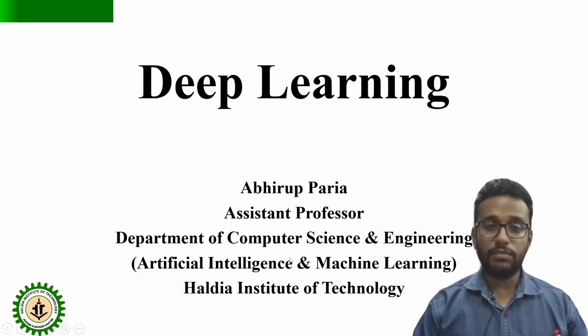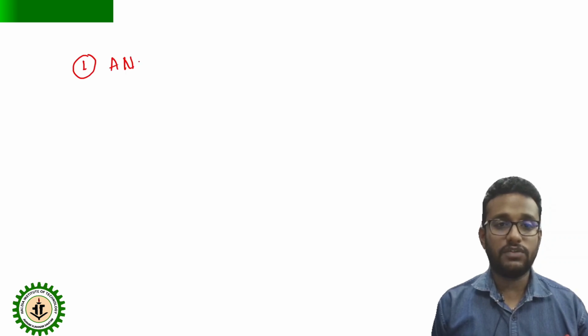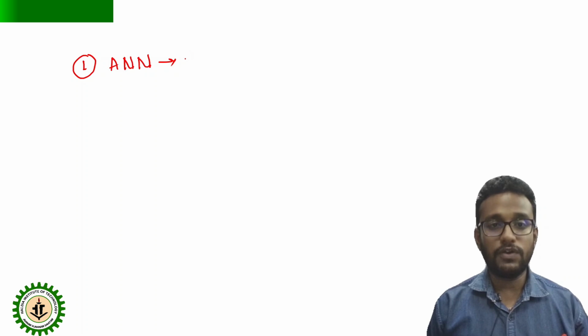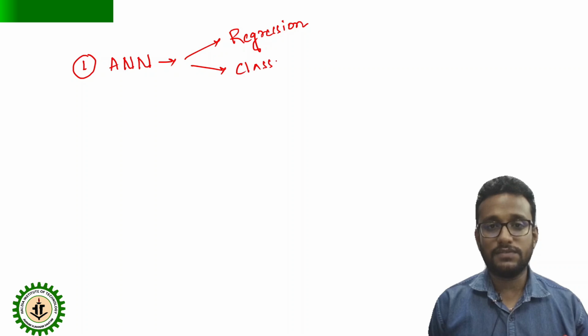So today we will start a topic. It's called deep learning. First, we have to understand the types of deep learning techniques. The first technique is basically called ANN, or the artificial neural network. The artificial neural network is responsible for doing the task of both regression and classification.